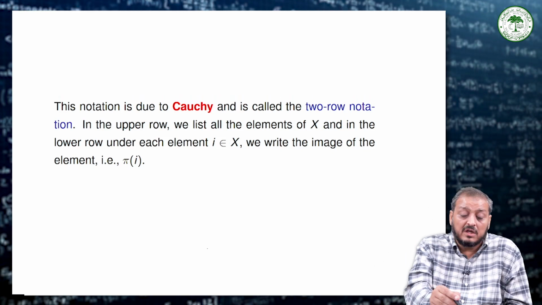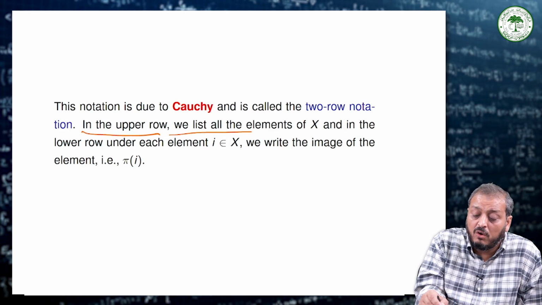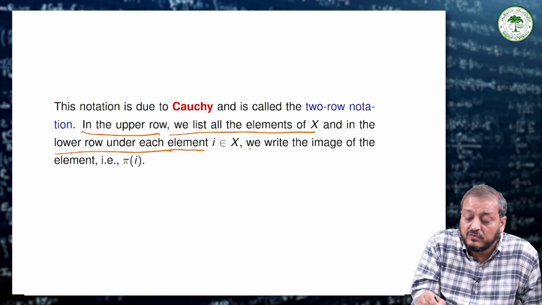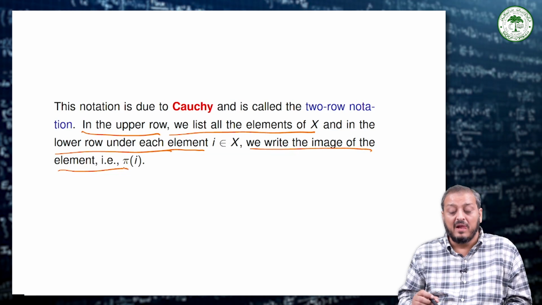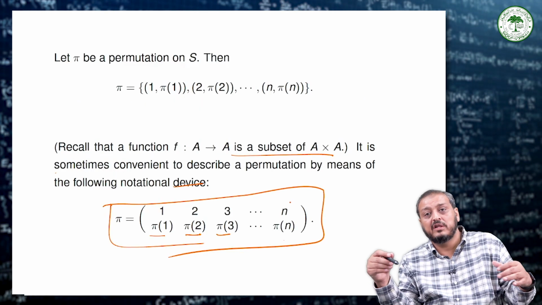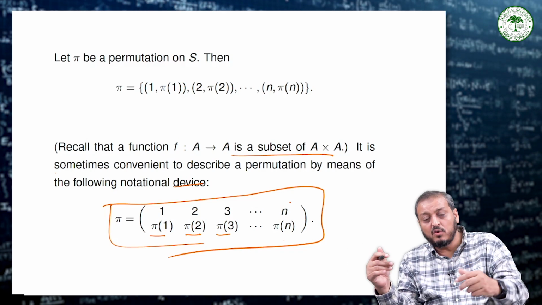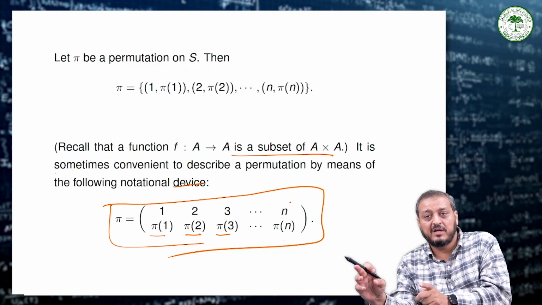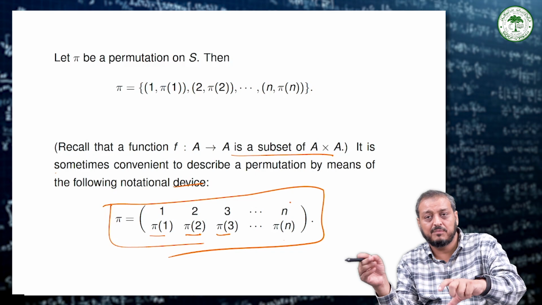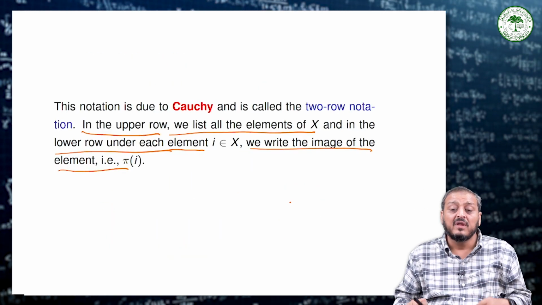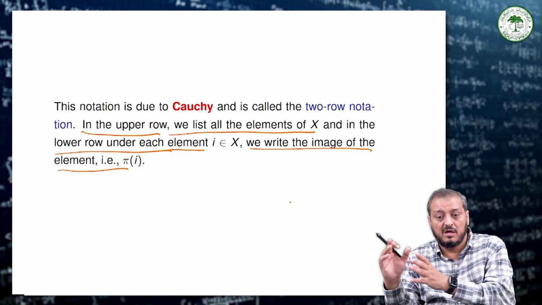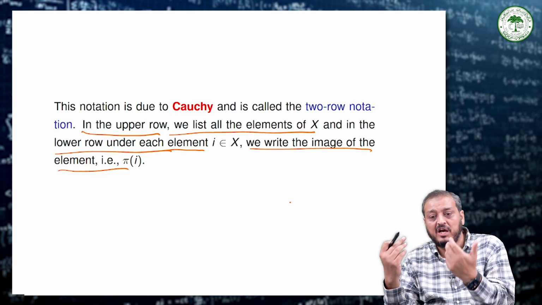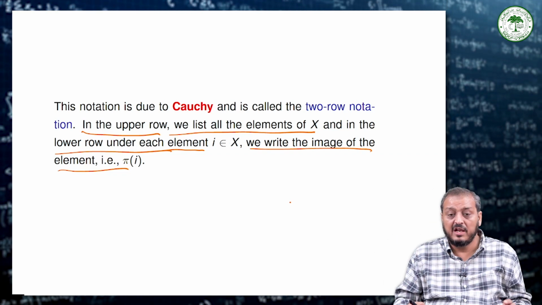The upper row will list all the elements of X, and in the lower row, under each element i belonging to X, we write the image of that element, pi i. Clearly, in the first row we write all the elements of the set. Then in the second row, under each one we write its image: the first is the image under pi 1, the second is the image under pi 2, the third is the image under pi 3. So, in the lower row, under each element i of X, we write the image of that element.